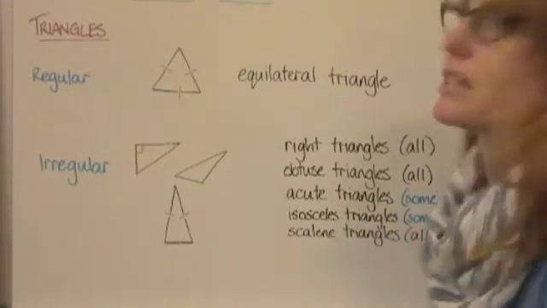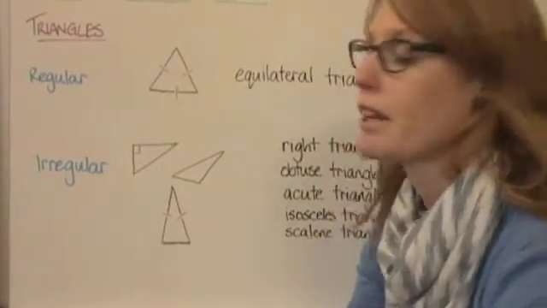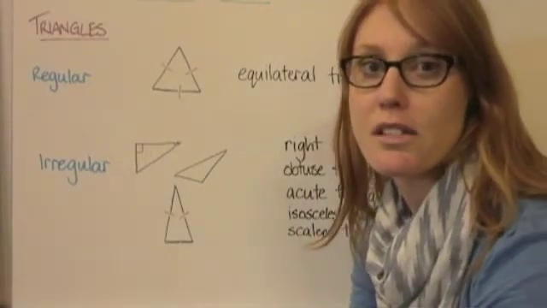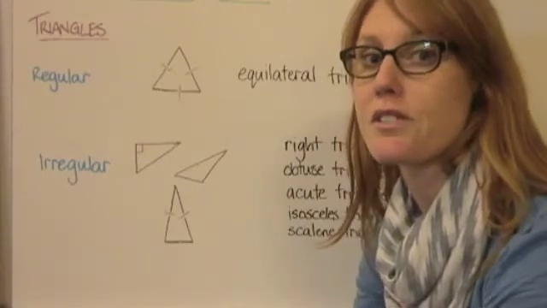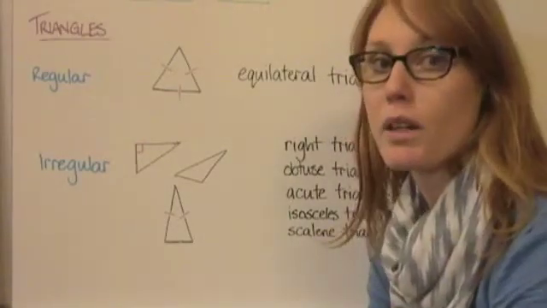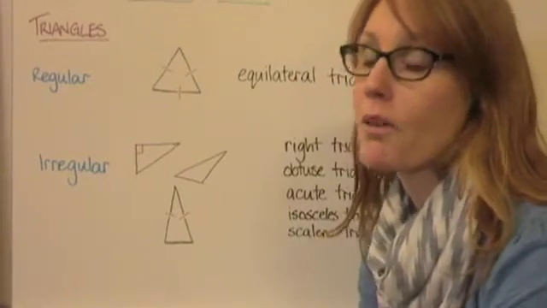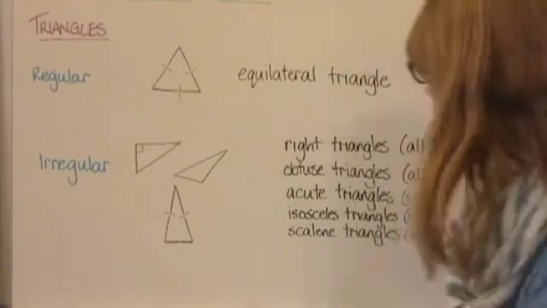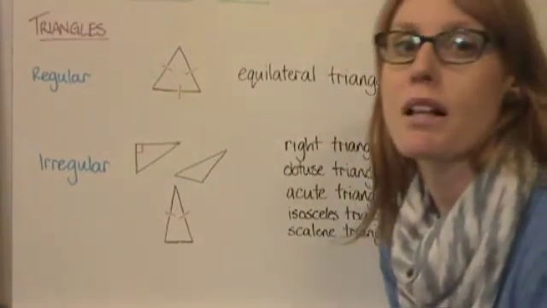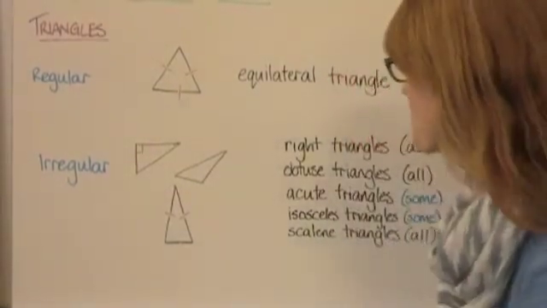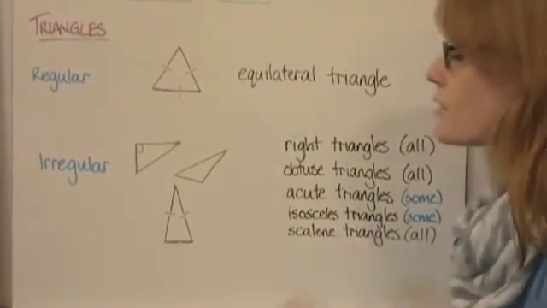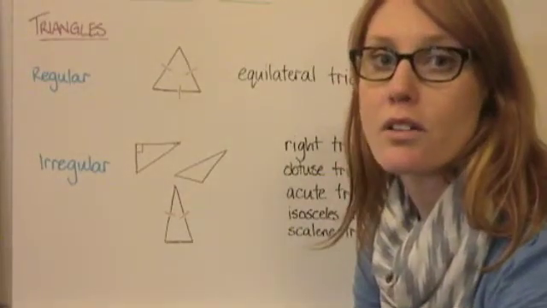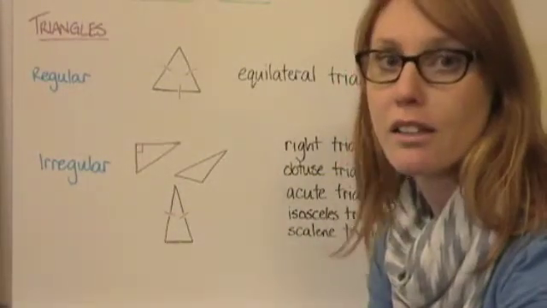Also, some isosceles triangles can be classified as irregular. The equilateral triangle is actually a special type of isosceles triangle, because the definition for an isosceles triangle is a triangle with at least 2 sides of equal length. So an equilateral triangle fits into that category. So only some isosceles triangles can be classified as irregular triangles. And a scalene triangle is a triangle that has sides of different measure, and so all scalene triangles will also be classified as irregular triangles.